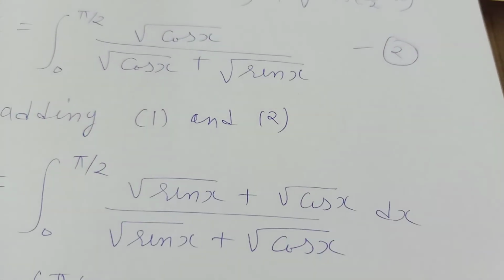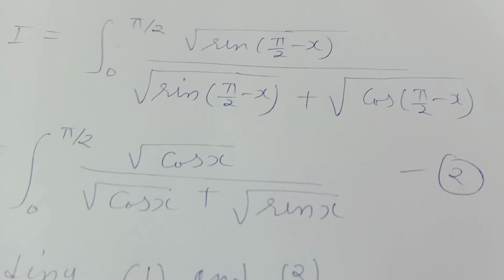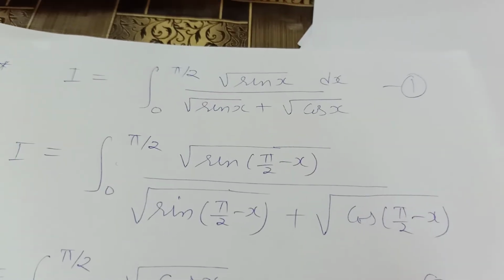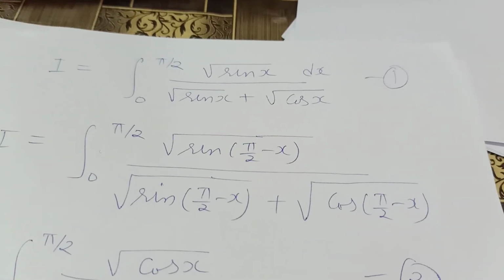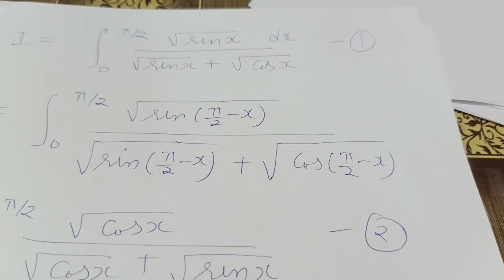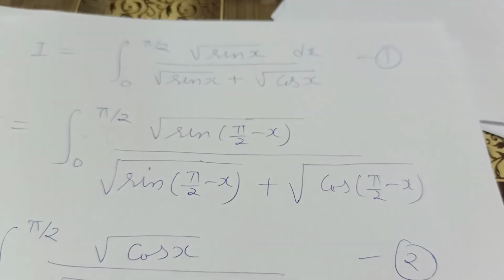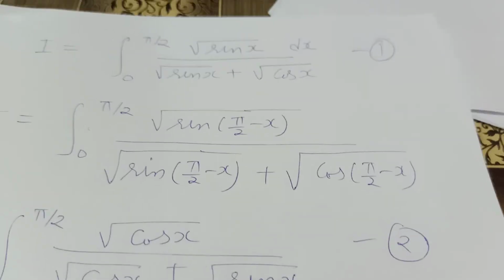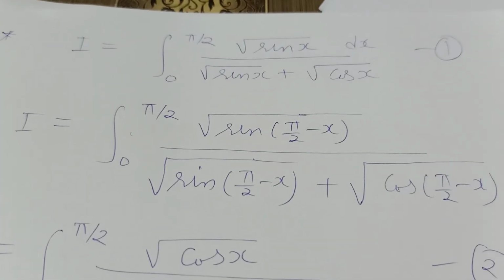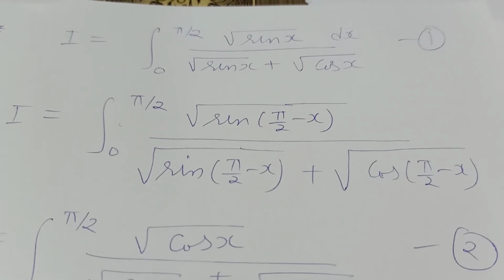Now we will take some examples. First question is this integral from 0 to pi by 2 of root sin x upon root sin x plus root cos x. We will assume that this integral is I, and this relation is 1.